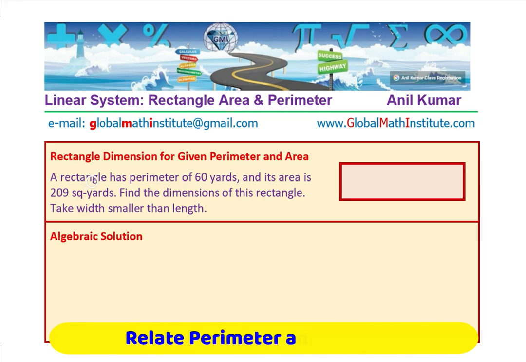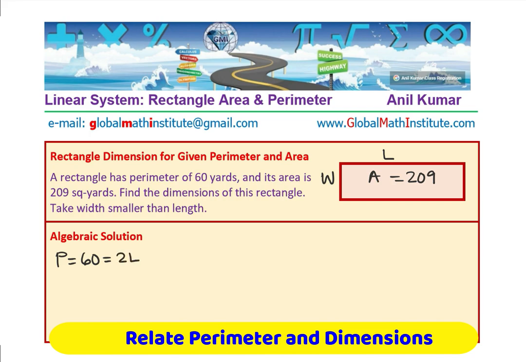So what I've done here is typed out the question. We know that the length, let the variable be L for length and W for width. Area is given to us as 209 square yards, and perimeter is given to us as 60. So when I say perimeter equals 60, it really means twice length plus twice width, right?